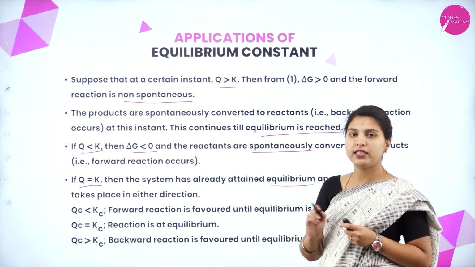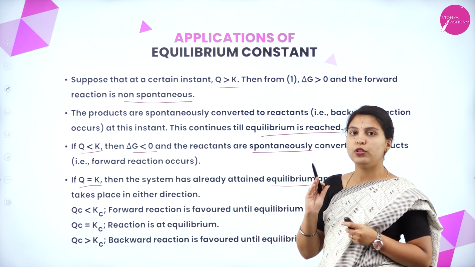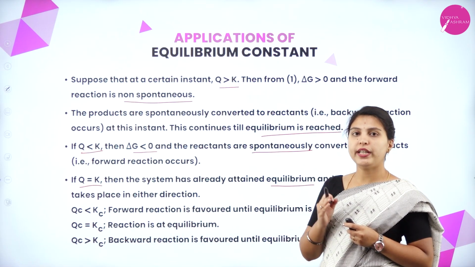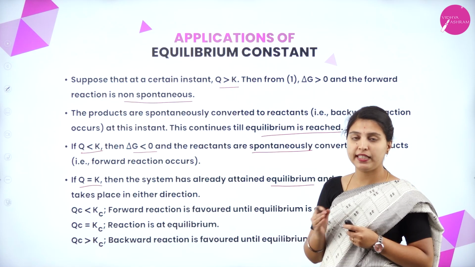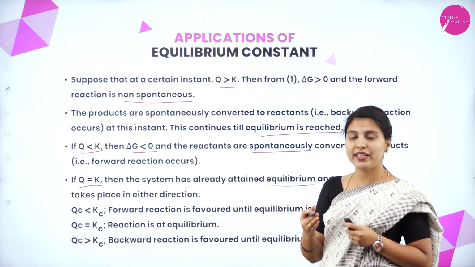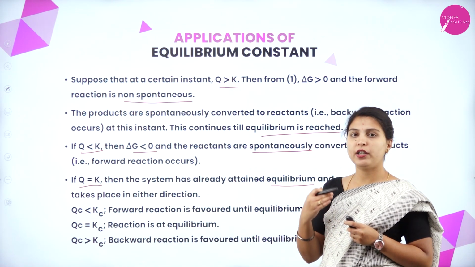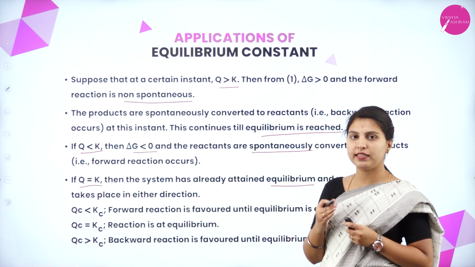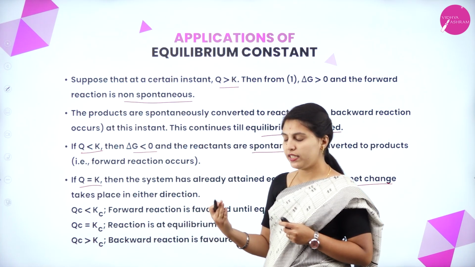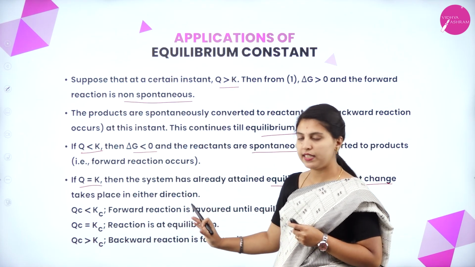If Q is equal to K, that is instant equilibrium and total equilibrium constant. If it is in the same phase, no changes will be seen and no direction of reaction will take place in any way, either forward or backward, because it is already at equilibrium. See, we have written all the cases concisely.